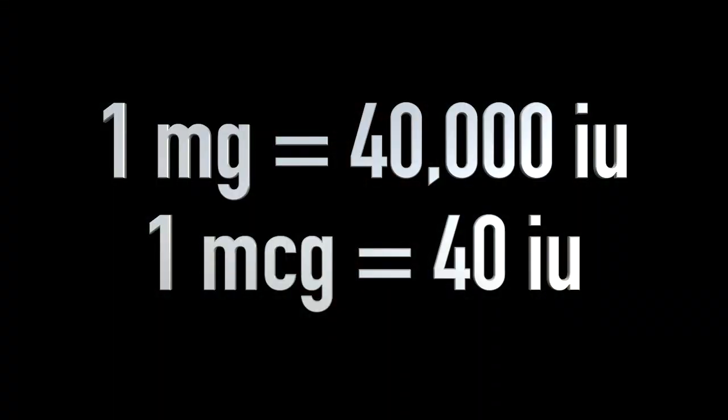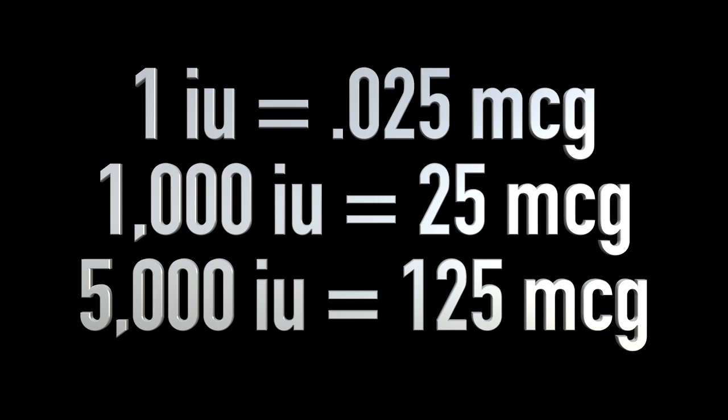Vitamin D amounts are most often expressed in international units, also known as IU, though sometimes they're referred to in milligrams or micrograms. 1 milligram of vitamin D3 is equal to 40,000 IU, so 1 microgram equals 40 IU, and 1 IU equals 0.025 micrograms. So then 1,000 IU is 25 micrograms, and 5,000 IU is 125 micrograms.